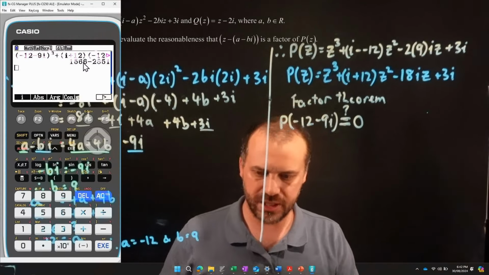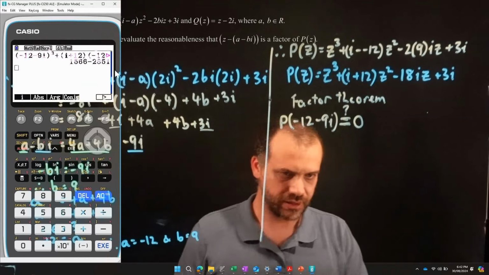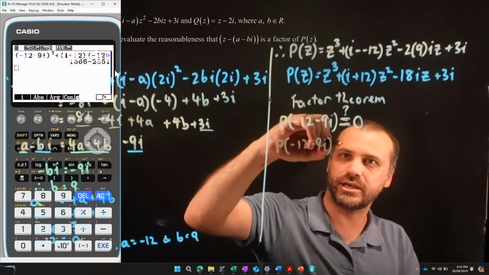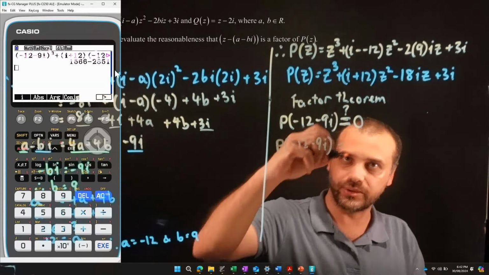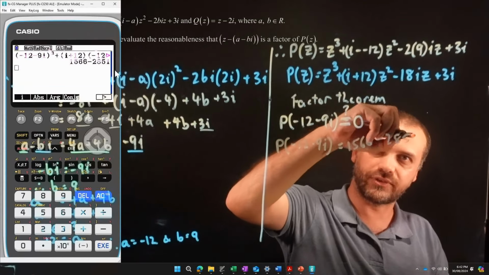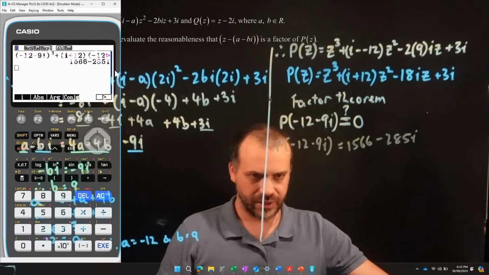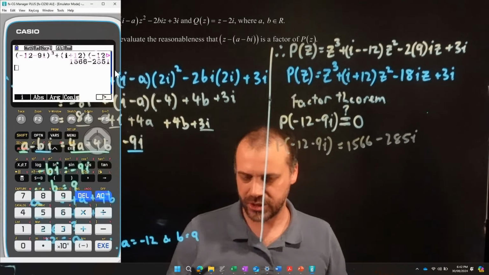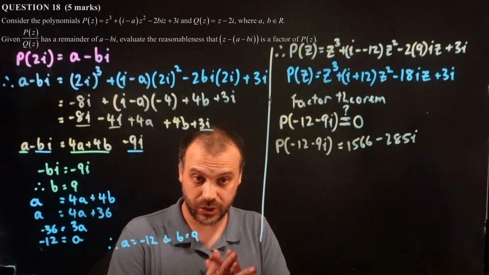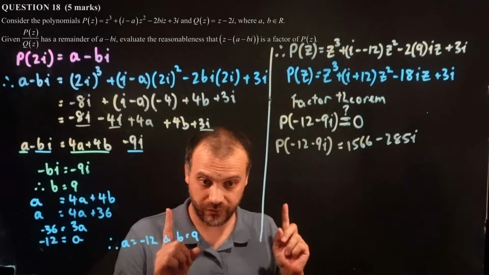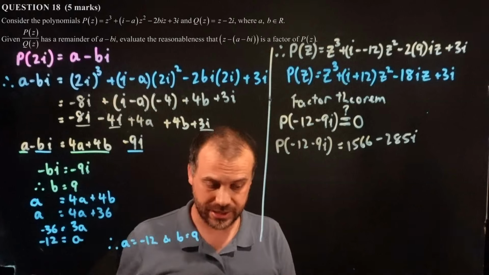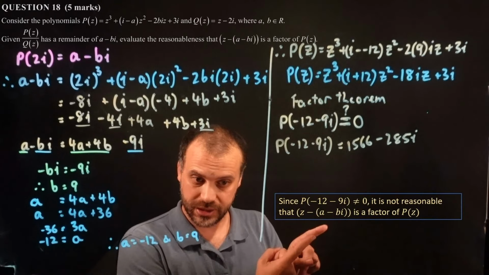And we get this enormous thing. All right, so let's write it down. P of negative 12 minus 9i doesn't equal 0, it equals 1566 minus 285i. All right, so what are we supposed to do with this information, because it's a bit of an anticlimax? Well, believe it or not, it's actually fantastic news for us, and it is the end of the question, because we can finish this off now with a reasonableness statement that looks like this.